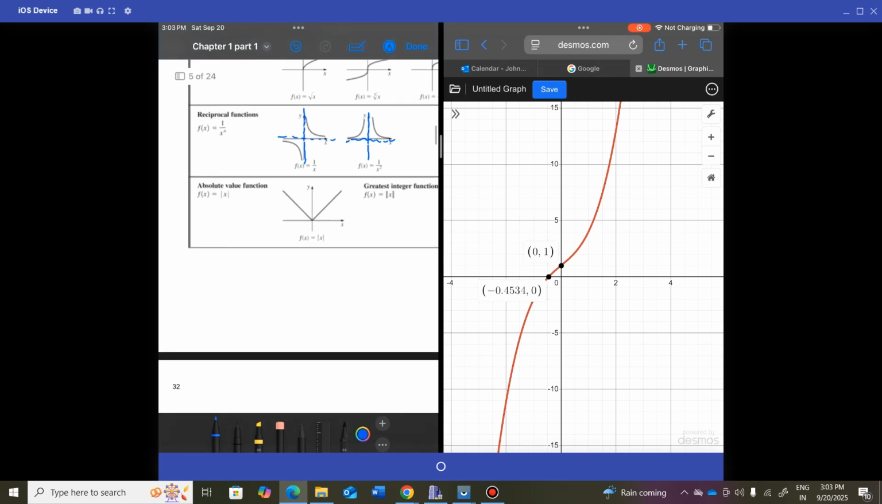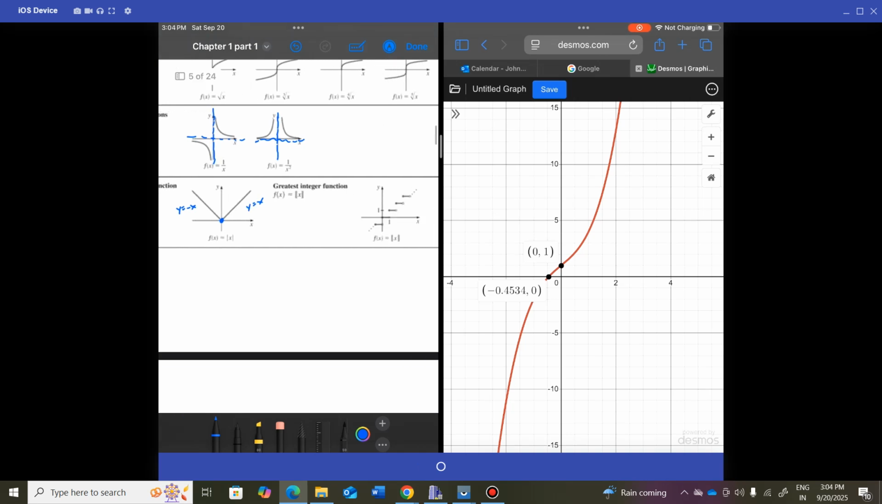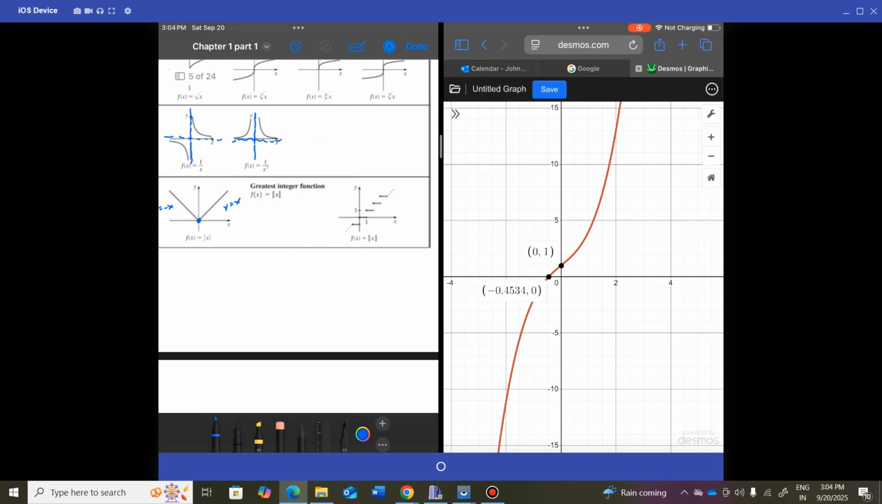The absolute value graph looks like a V. It's really a piecewise function that is made up of y = -x and y = x. And the greatest integer function is a step function, and I'll get into that one towards the end.